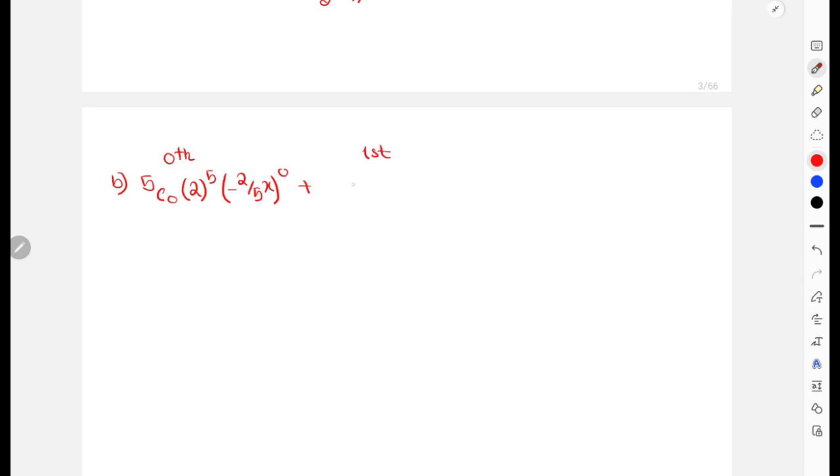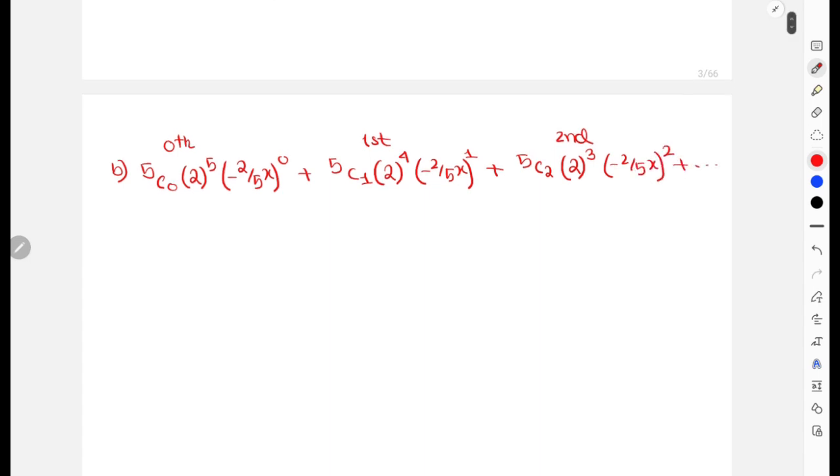Plus the first term is actually 5c1, 2 to the power of 4, since 5 minus 1 is 4, and minus 2 by 5x to the power of 1, plus the second term, this will be 5c2, 2 to the power of 3 this time, and minus 2 by 5x to the power of 2, and this will continue. So we'll indicate the continuation with the plus dot dot sign.